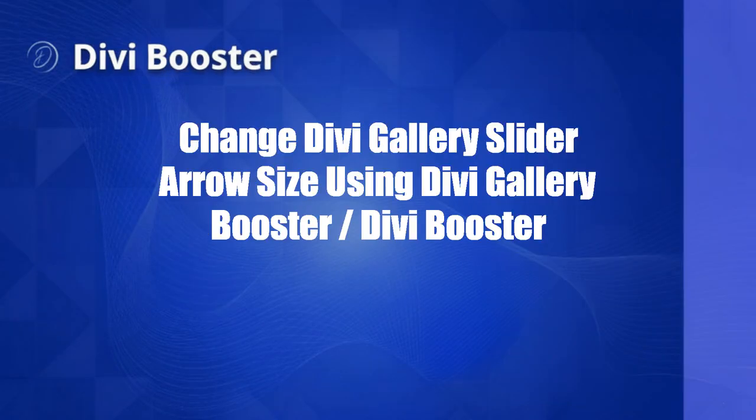To adjust the size of the slider arrows in the Divi Gallery module, you can use the custom settings provided by the Divi Gallery Booster or Divi Booster plugin. These plugins make it simple to tailor the arrow size to better match your site's design. Divi Gallery Booster is actually included in Divi Booster, but you can purchase it separately if needed. The process is straightforward and uses a clear visual setting within the Gallery module's design options. Let's walk through how to do it.